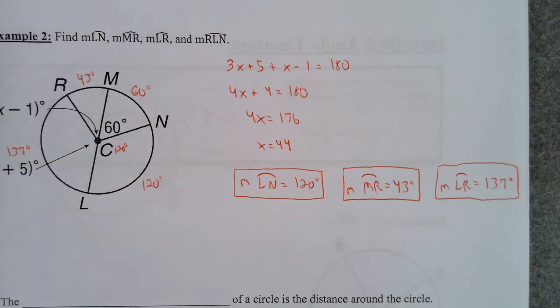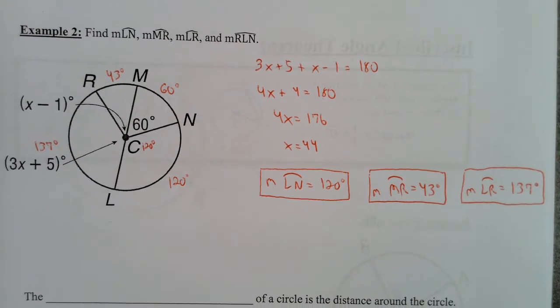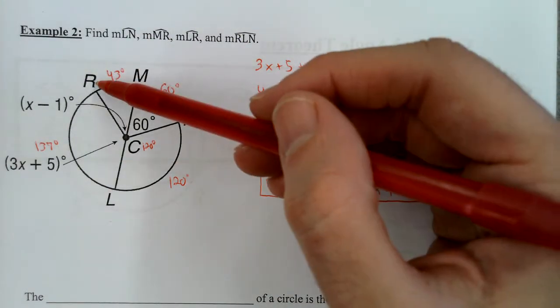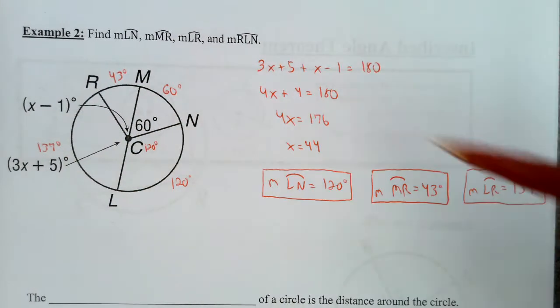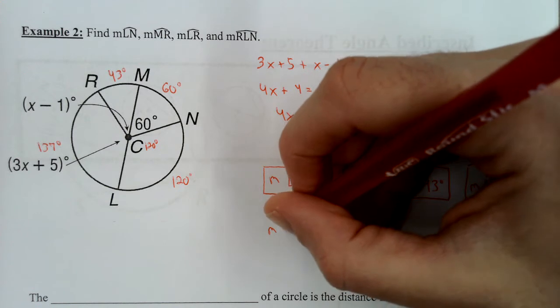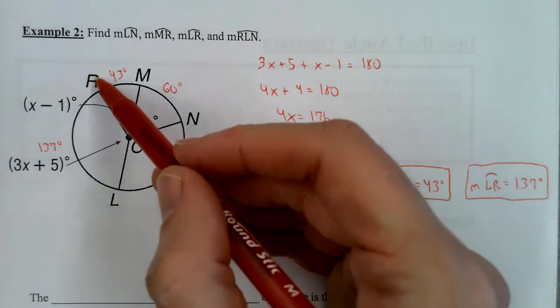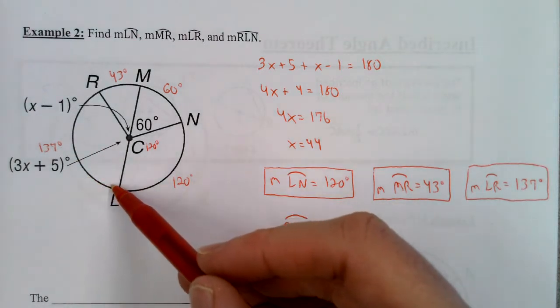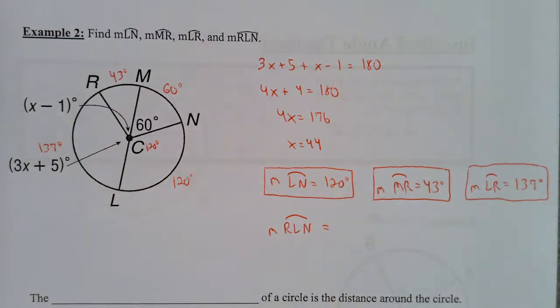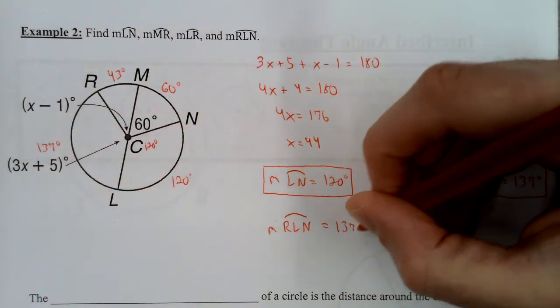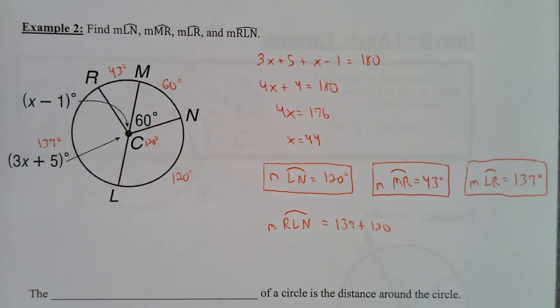Notice how I'm writing all the answers. And the measure of arc RLN. So you have to add some stuff up here. Trace them and go in order. 137 plus 120. So 257.